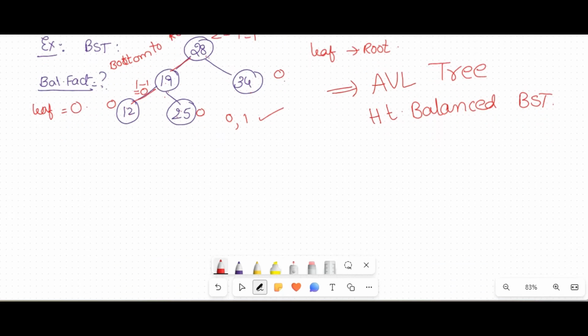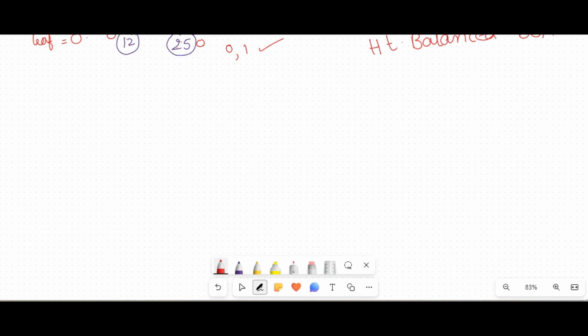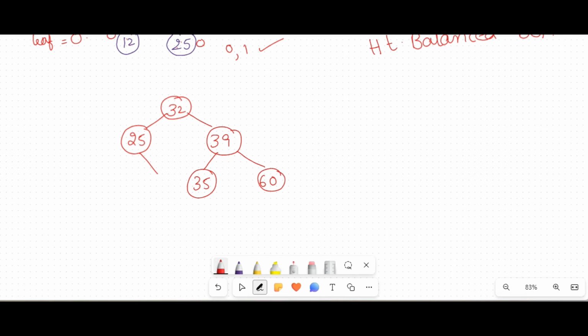Now take another example. Suppose the tree is 32, 25, 39, then 35, 60 on the right side, and 28 on the left side, and 26 for example. Now it is a binary search tree.